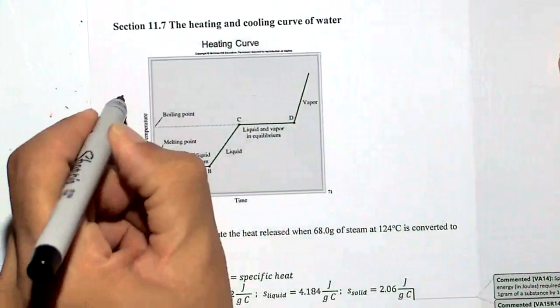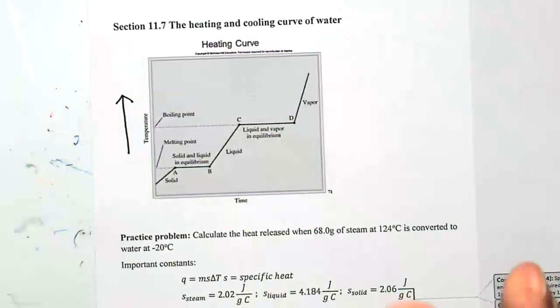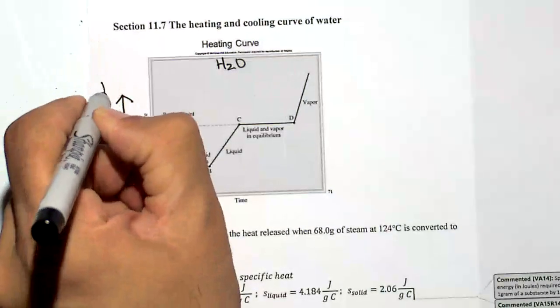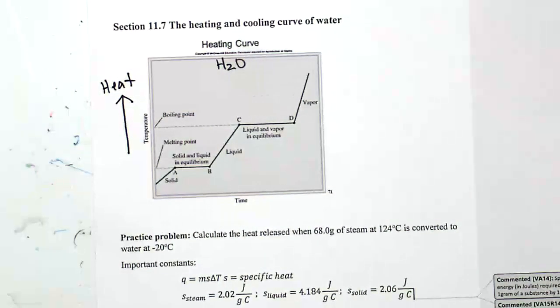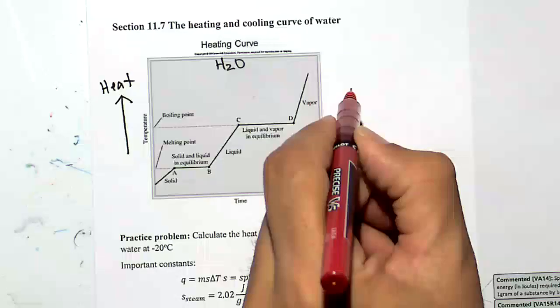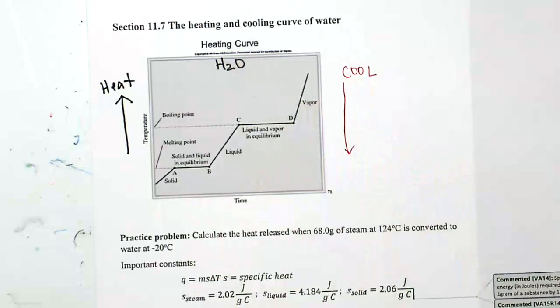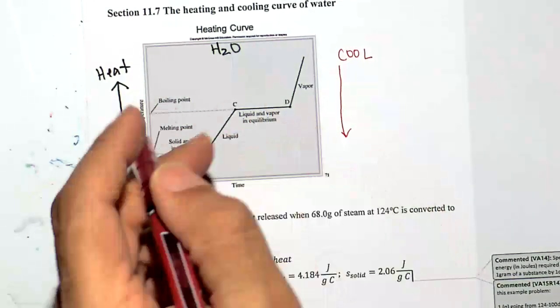So the heating curve is when you raise the temperature of water or any liquid, but this one is just water. And a cooling curve would be the opposite, where you have some given temperature and you lower it. So that's called a cooling curve. So you can heat or you can cool.